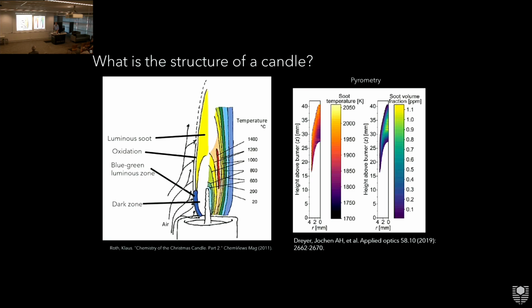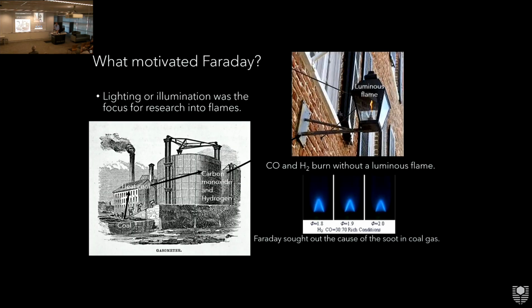It's not. It's chemiluminescence. So what was motivating Faraday is he was a bit confused, because carbon monoxide and hydrogen, which you can produce from coal by heating it up, burns with a blue flame. But if you get this coal gas, pipe it up into a lamp, it's quite luminous. So what is causing the luminosity in this? And if you can make it more luminous, that would actually be beneficial because they needed more lighting.